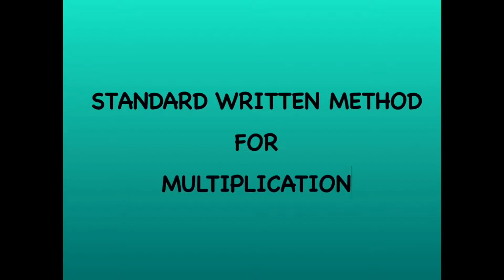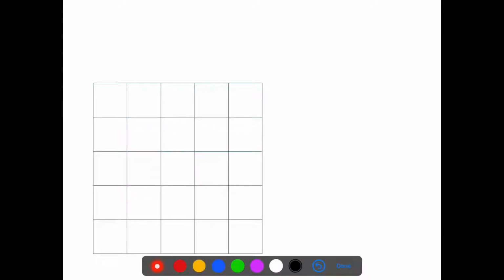Today we are going to learn new things. You will learn how to do standard written method for multiplication. Previously, you already learned how to write number sentence for multiplication based on the rules of groups times members equals totals. For example, I have 4 times 3 equals to how much? So, based on this number sentence, I'm going to transform it into standard written method for multiplication.